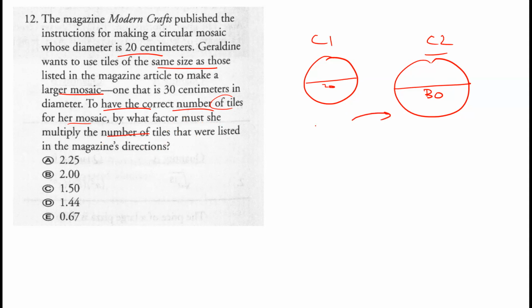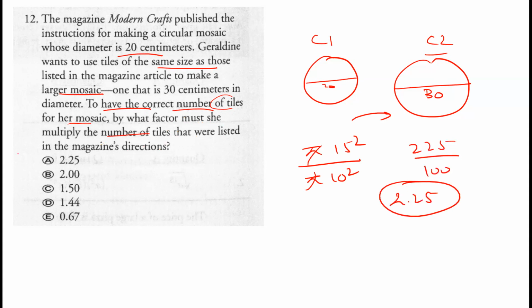The area of this circle would be pi times 15 squared, and the area of this circle would be pi times 10 squared. So pi and pi cancel out. 15 squared equals 225, and 10 squared equals 100. So the right answer is 2.25. So the option is A.